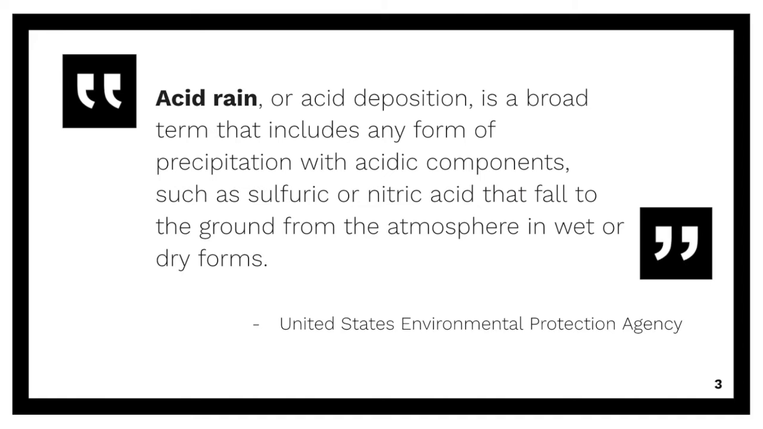The United States Environmental Protection Agency defines acid rain as a broad term that includes any form of precipitation with acidic components such as sulfuric or nitric acid.